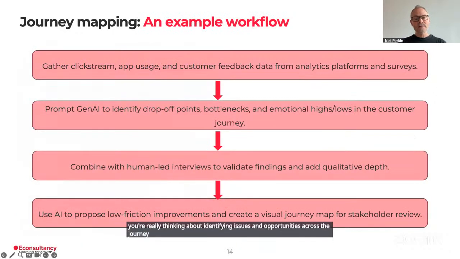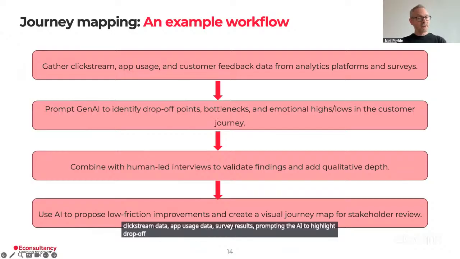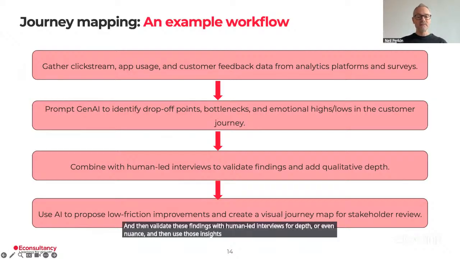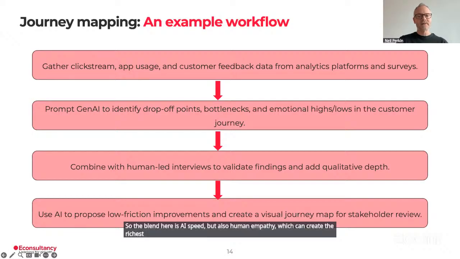So the example workflow, of course, could be gathering behavioral data, clickstream data, app usage data, survey results, prompting the AI to highlight drop-off points, bottlenecks maybe, emotional highs, lows, which you can do from comments and so on, and then validate these findings with human-led interviews for depth or even nuance, and then use those insights to propose improvements, of course, and also maybe build a whole visual map or journey map for stakeholders. So the blend here is AI speed, but also human empathy, which can create the richest possible picture of the customer journey.